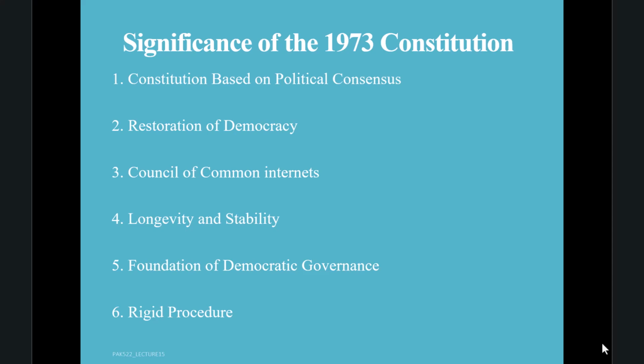Now the point number 6 is foundation of democratic governance. Today the 1973 Constitution continues to regulate the structure of government, the distribution of powers and the protection of citizens' rights. It provides the legal framework through which political disputes can be resolved through constitutional means. Now the rigid procedure. It is considered a rigid constitution because it requires a two-thirds majority in both the National Assembly and the Senate for amendments. Amendment का मतलब है change, constitution में जो तब्दीली की जाती है. Meaning it cannot be easily changed by any government.